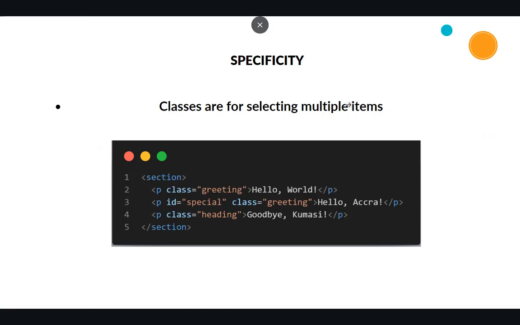We said that classes are for selecting multiple items, so you can have different elements with the same class. In this example, I have a paragraph which reads hello world, and another paragraph which reads goodbye Kumasi, and they both have a class of heading. So I could use that class to style both of these paragraphs. We said IDs are unique, so one ID for one item. You can't use the same ID for multiple things.